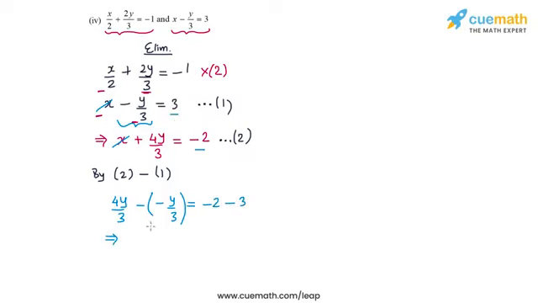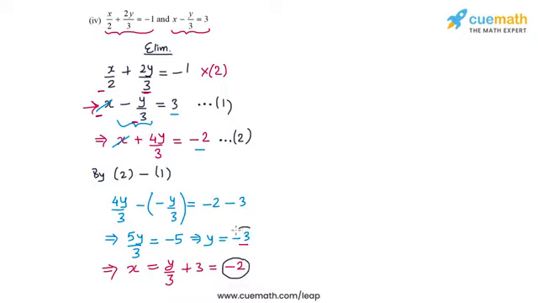So 4y by 3 plus minus y by 3 is plus y by 3, so that's 5y by 3 on the LHS, and on the RHS we have minus 5, and this gives us y equal to minus 3. So y is equal to minus 3, and now from any of the two equations we can find the value of x. So let's substitute the value of y in this equation. So x should be equal to y by 3 plus 3. So because y is minus 3, y by 3 is minus 1. So minus 1 plus 3 is minus 2. So the solution to this pair is x is equal to minus 2 and y is equal to minus 3.